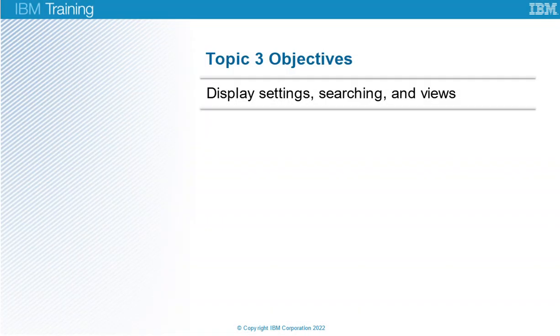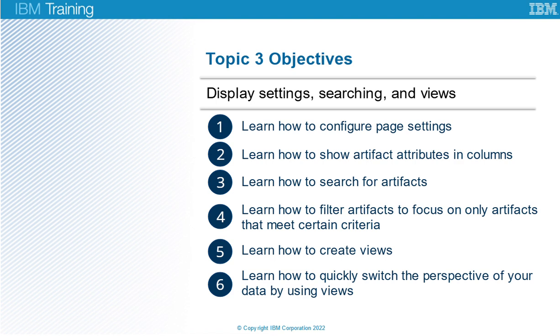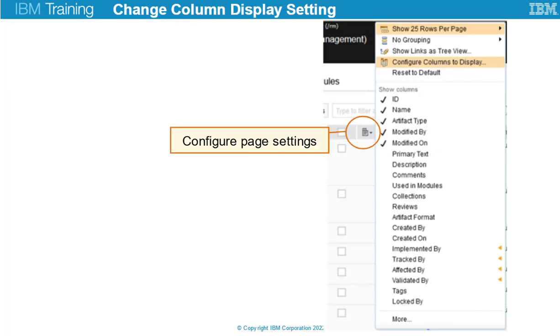In this topic, you will learn about display settings, searching, and views. Use the Configure Page Settings menu to change the number of artifacts to display in a page, or what information about the artifact is displayed in columns, as well as other options.